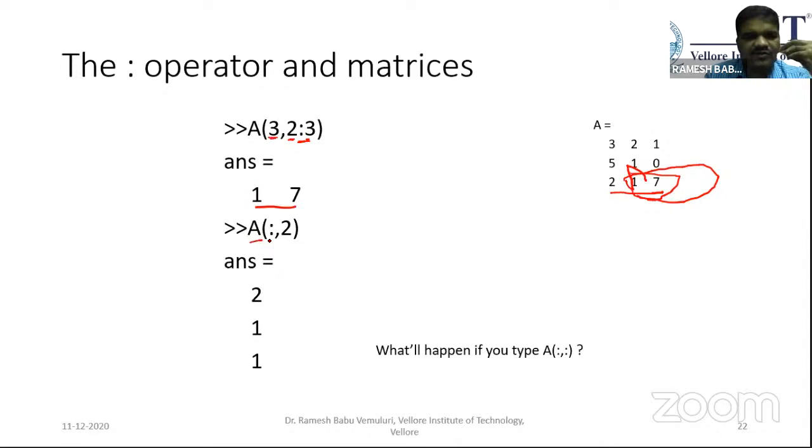So A(:, 2). In the row you can see only a colon is there, so that means all the rows will be considered. And 2 is the column, so the column is the second column.